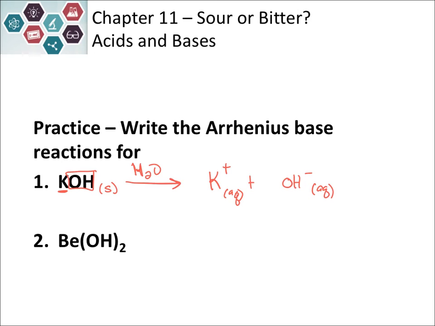For the second reaction, we have hydroxide again. This time there's 2 of them, so we've got 2 hydroxide. And the cation that's left is beryllium. Beryllium is in group 2, so it's a +2 charge.